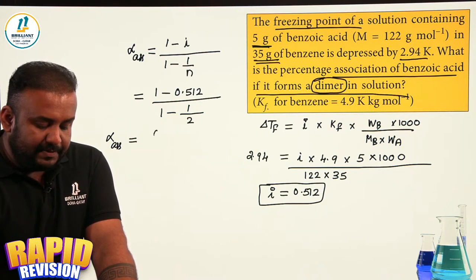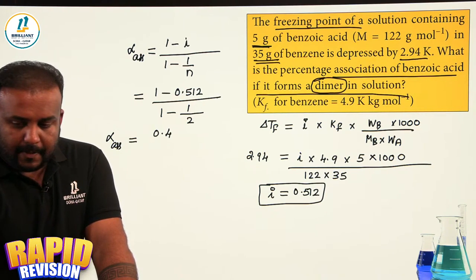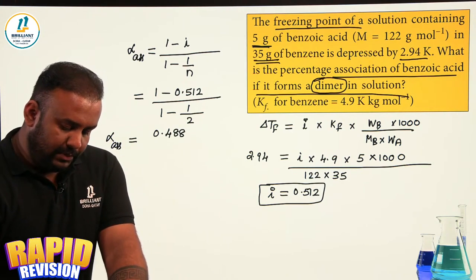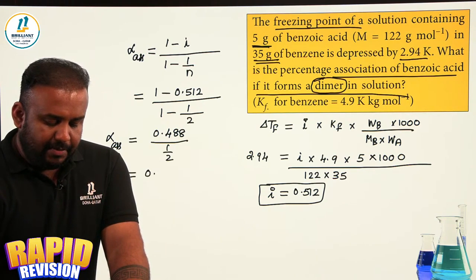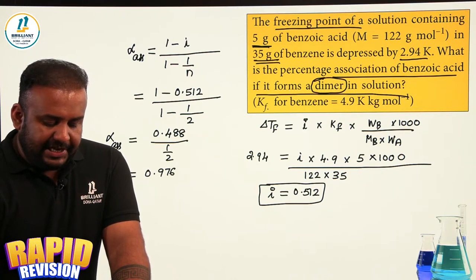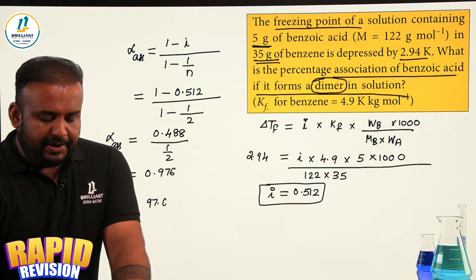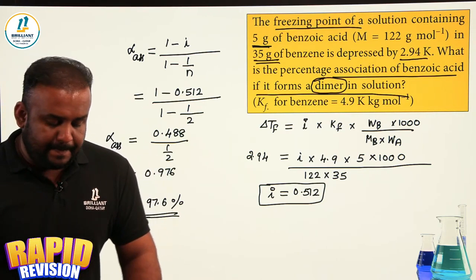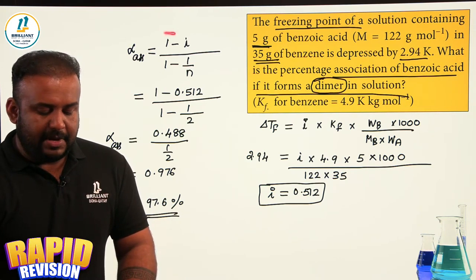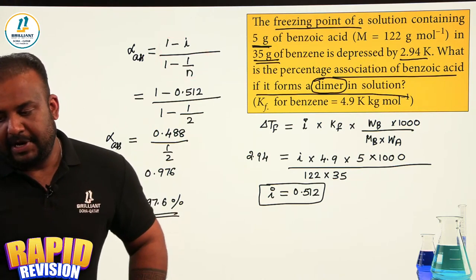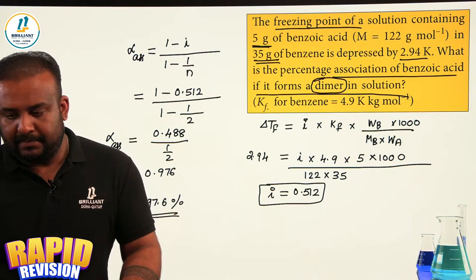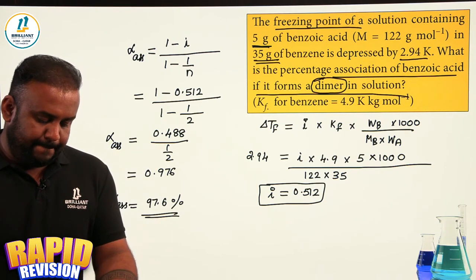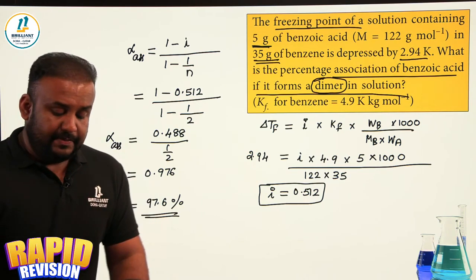So alpha association is 1 minus 0.512, which is how much? 0.488, right? Divided by half, so that will be 0.976. In percentage, how much will it be? 97.6%. Is it clear? See, that same 1 minus i divided by 1 minus 1 by n; you can take either form. Right. Let's move on to the next question.